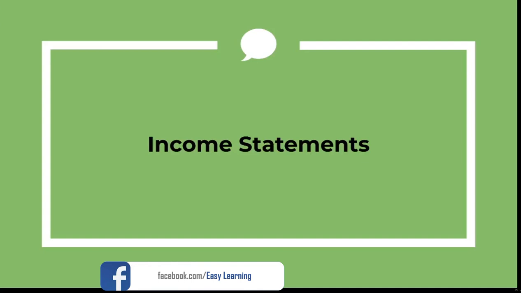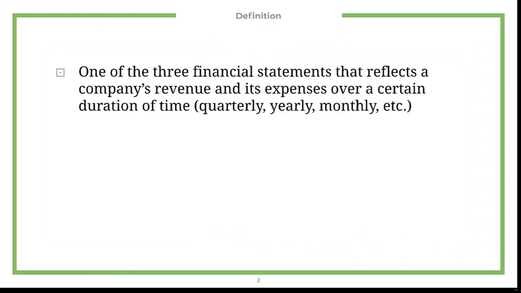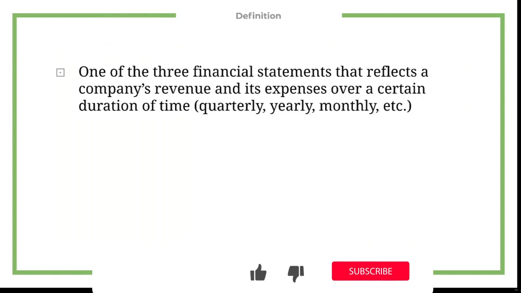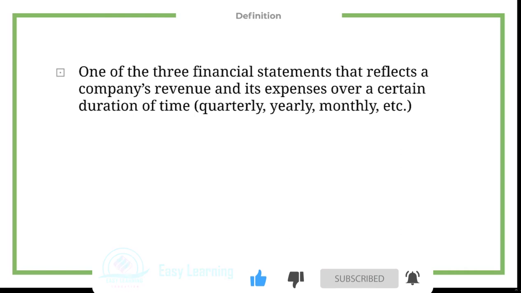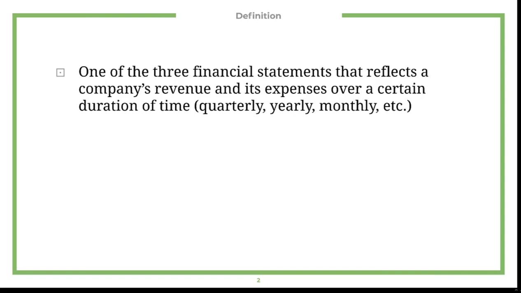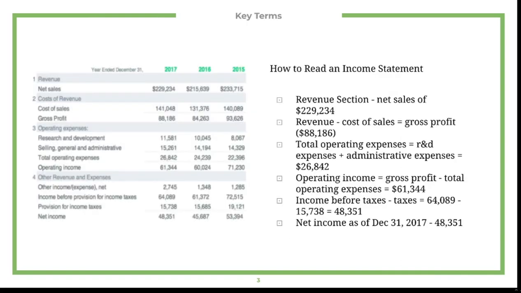In this lecture, we're going to be talking about income statements. So an income statement is one of the three financial statements that a company provides that reflects their revenue and their expenses over a certain duration of time. This duration of time can either be quarterly, yearly, monthly, or even annually. So let's look at an actual income statement and discuss the key terms now.